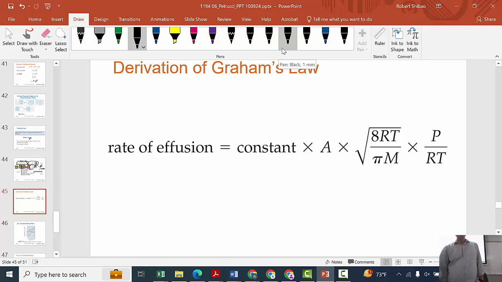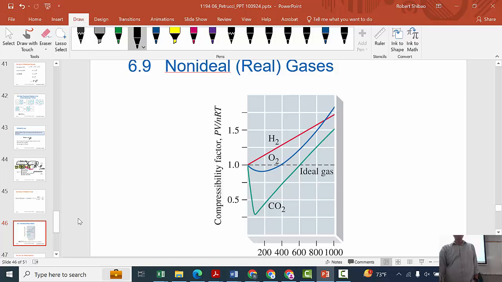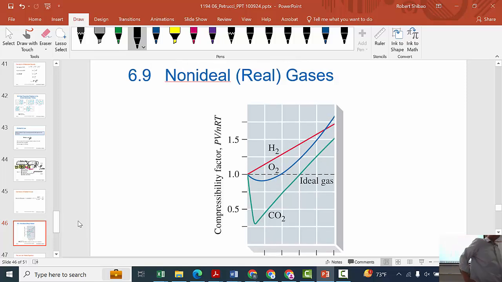We could derive Graham's law from kinetic molecular theory. All this type of derivation is very important, but probably not for Chem 1A. For higher level classes, yeah. We'll just skip it. Graham's law was derived from observation, but we can also derive it from theory.